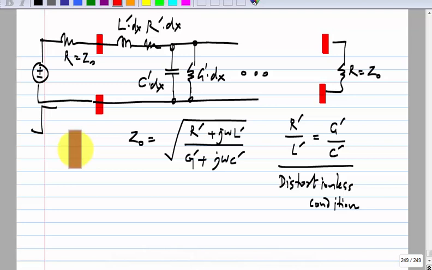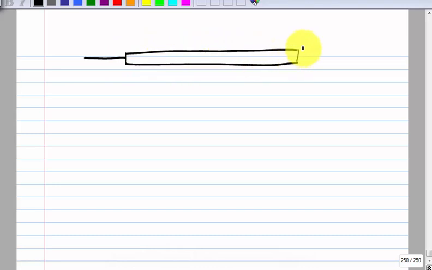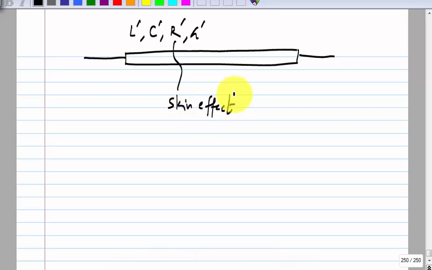So this condition is there, but typically we will not be able to arrange for this either. In our case, let us say you take a trace on a PCB. There are many complications. First of all, let me just take a single transmission line. This L prime is just a length of wire, so it will have some inductance and some resistance. In addition, it will have skin effect, which means its resistance goes on increasing with frequency. That is a problem by itself. And then you have capacitance between the line and the ground plane, which of course is a problem.